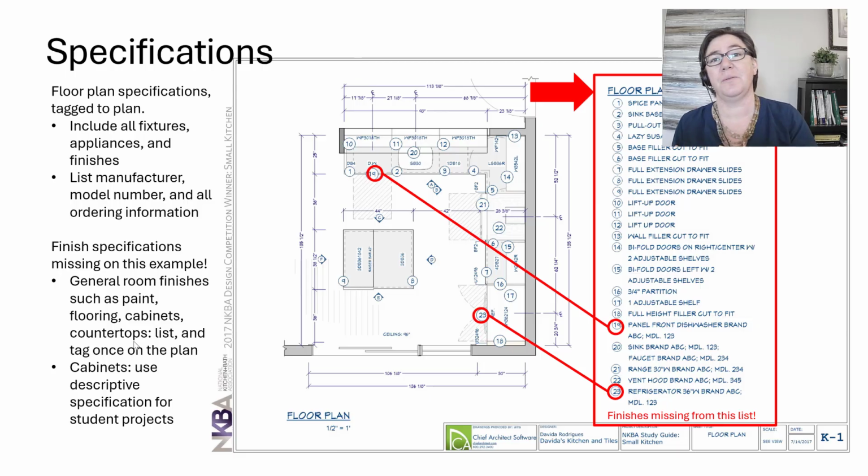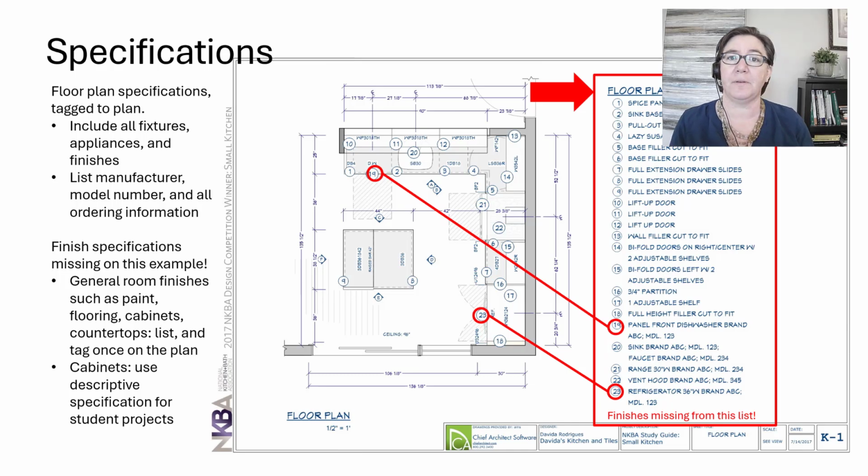All right, let's shift to the right-hand side of the page now and look at the specifications. And notice the title here. This is a standard for NKBA drawings. It says Floor Plan Specifications. All right. And think of this like a shopping list of all of the different items for your projects, all right? And they're just listed out in text and they're tagged to the plan.